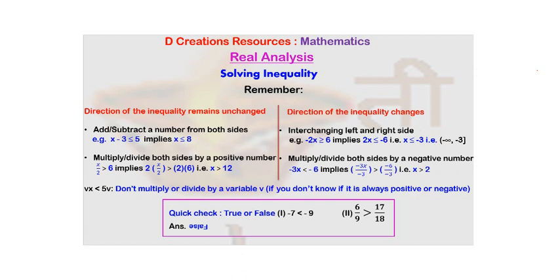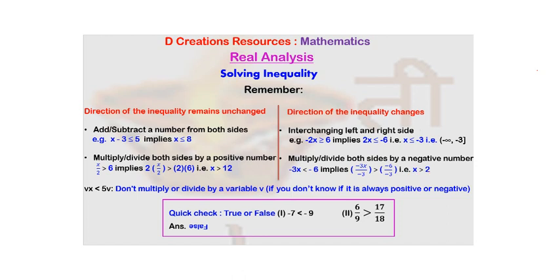Now, the other reason why the direction of the inequality can change is multiplication and division of both the sides by a negative number. So you see here minus 3x is less than minus 6. That means if you are dividing it by a negative number, namely minus 3, on the left hand side, minus 3x divided by minus 3 will just give you x, and on the right hand side, minus 6 divided by minus 3 will give you 2. But now since you divided it by a negative number, the sign has reversed and we get it as x greater than 2.